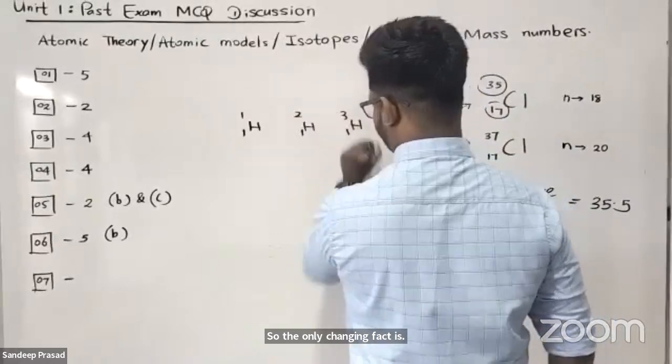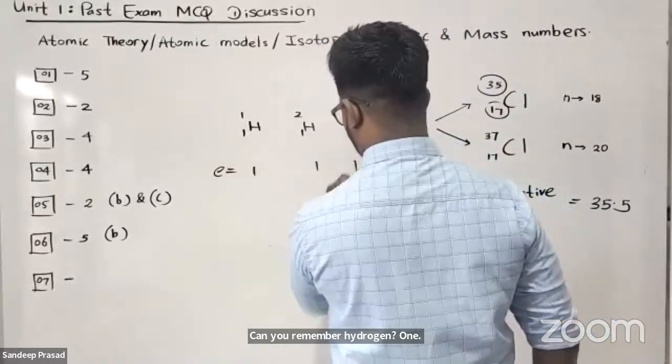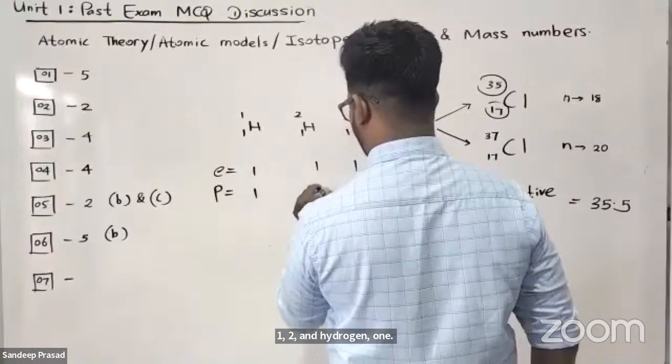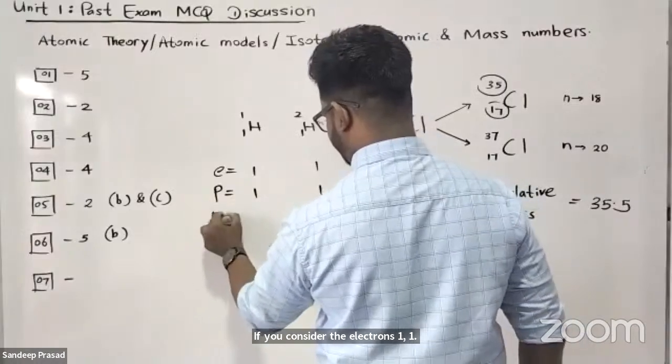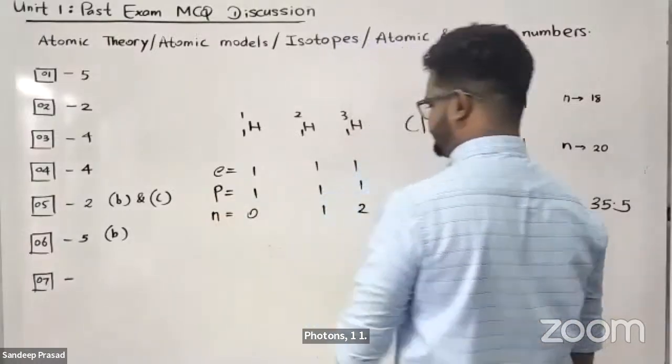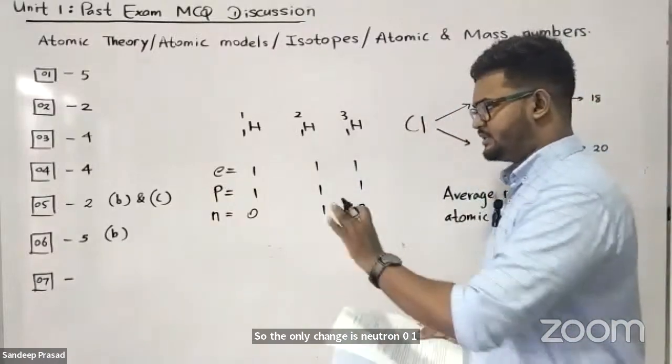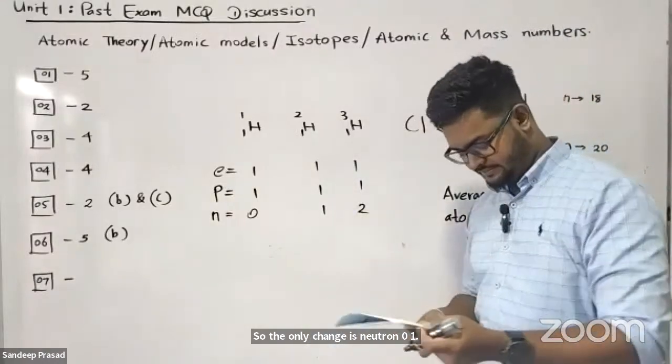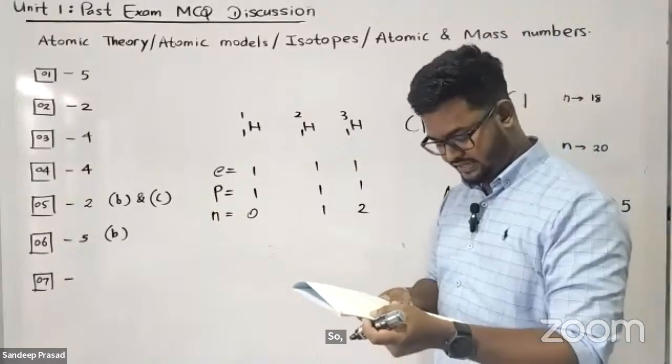So the only changing factor is, can you remember, hydrogen 1,2 and hydrogen 1,3? If you consider electrons 1, 1, 1 and protons 1, 1, 1, the only change is the neutrons: 0, 1, 2. So the electrons are the same. When you consider a particular element, the electrons are always the same. Okay, we are considering the atom.